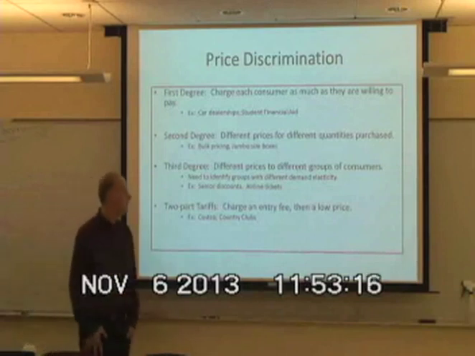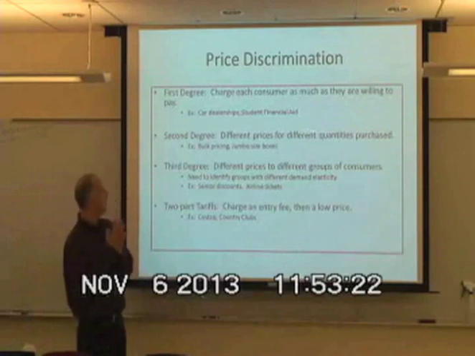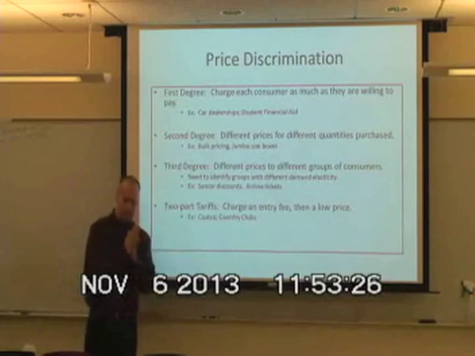Okay. There are different types of price discrimination. The kind we just described is called first-degree price discrimination, where you charge each consumer as much as they are willing to pay. Two examples of this in practice.